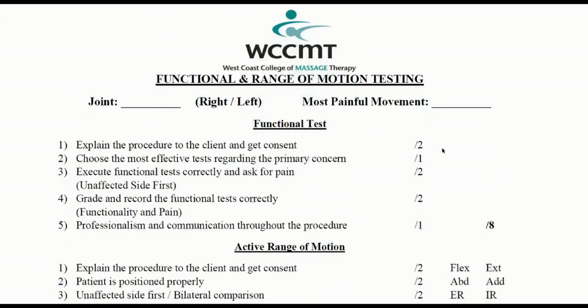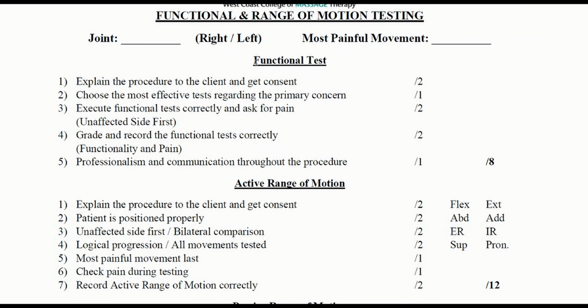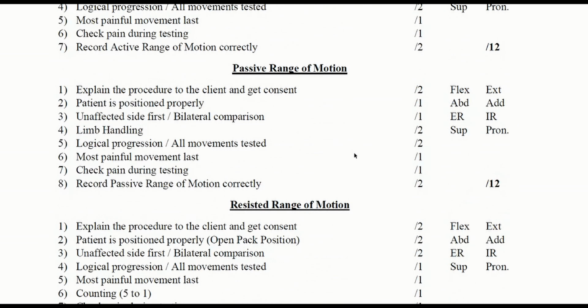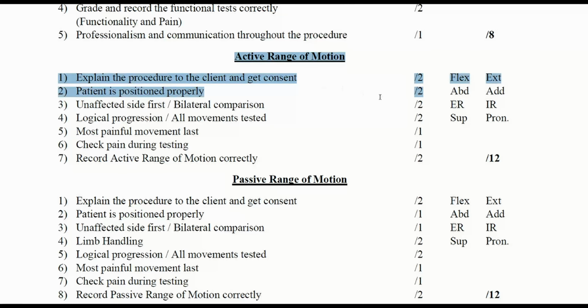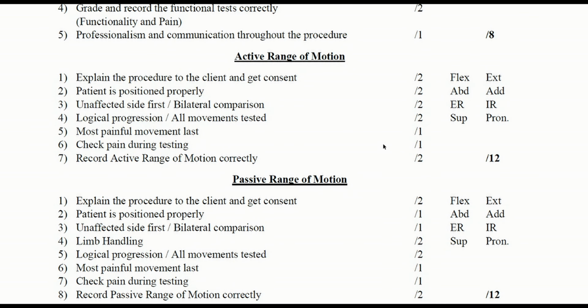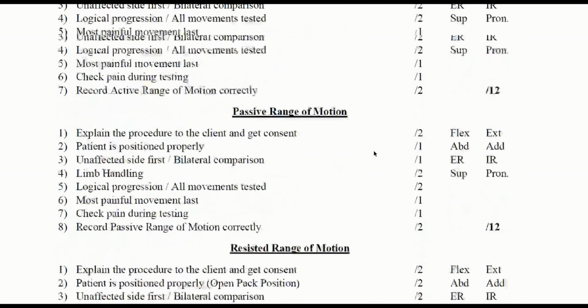Okay, so the next portion is, as I explained earlier, we are going to see you do functional tests, 2 of them, okay, and then active, passive, or resisted range of motion, any of them, okay. And as I pointed out earlier, you will not be doing any active range of motion with the current cases that I will be giving you to do on your midterm. So we are looking at passive and resisted range of motion, and that's basically the exam.